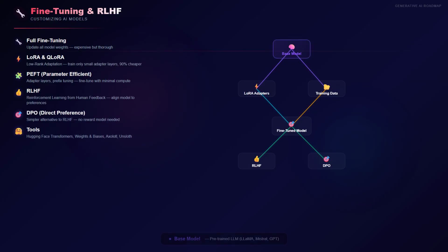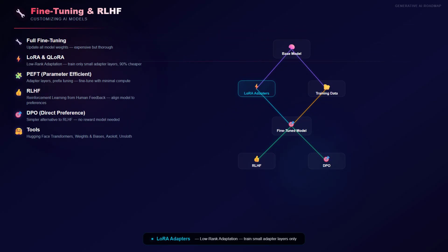Fine-tuning lets you customize pre-trained models for your specific use case. This is how companies build specialized AI products. Full fine-tuning updates all model parameters. It's thorough but expensive, requiring significant GPU memory and compute. For a 7 billion parameter model, you might need 4 to 8 high-end GPUs.